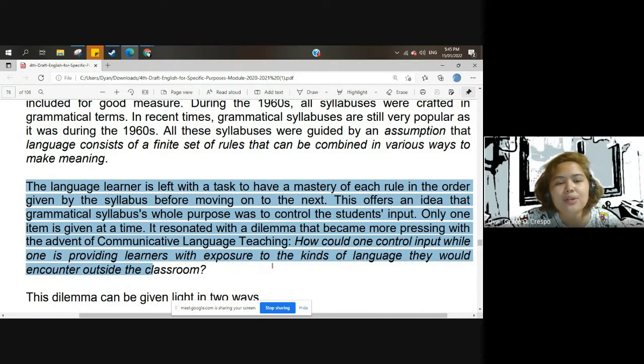The language learner is left with a task to have a mastery of each rule in order given by the syllabus before moving on to the next. This offers an idea that the grammatical syllabus's whole purpose was to control the student's input only.